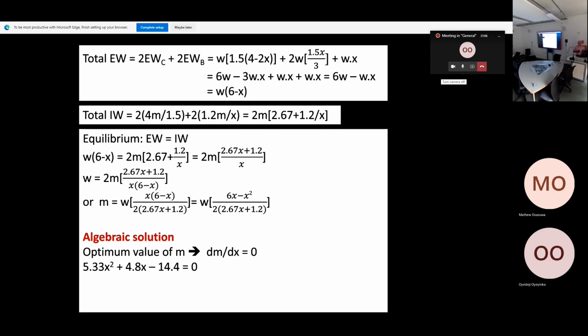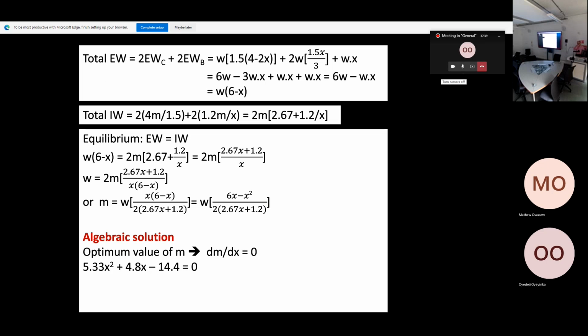Okay. Right. So anyway, when you have differentiated, as I said, you take the top, differentiate the top times the bottom, minus the bottom here times the top, over this squared, and bearing in mind that the denominator cannot be 0, you are looking only at the numerator. So when you take the numerator and you simplify, you should get 5.33x squared plus 4.x minus 14.4. Okay?